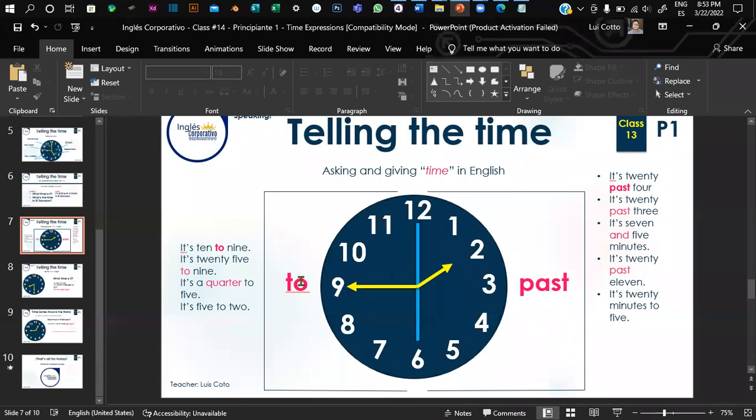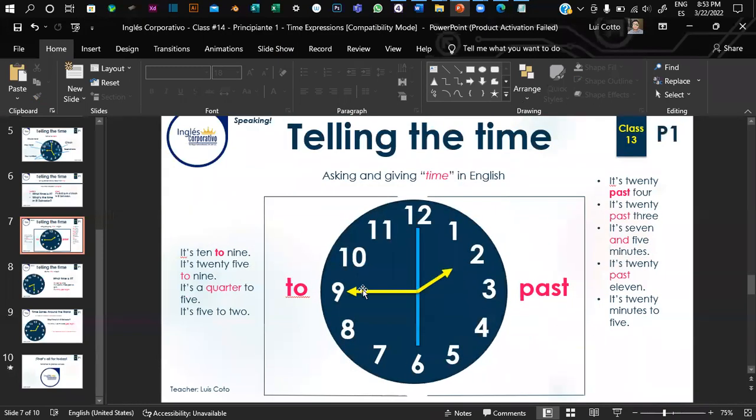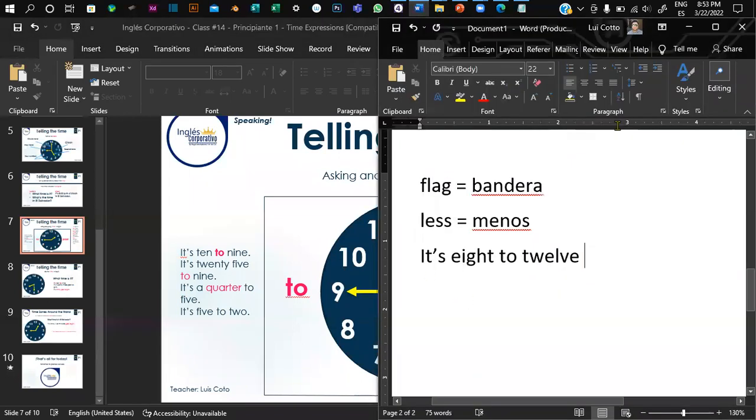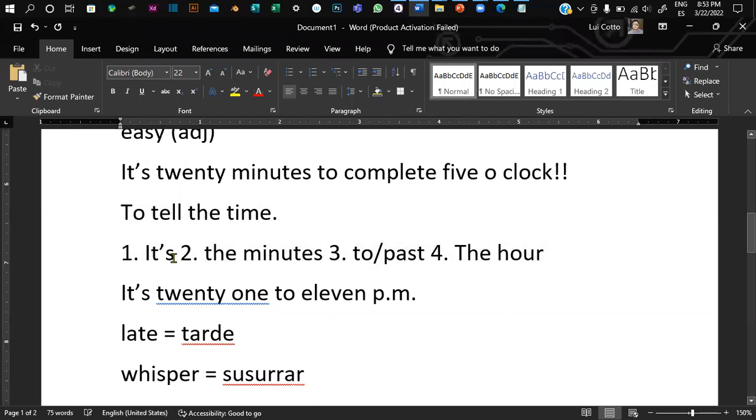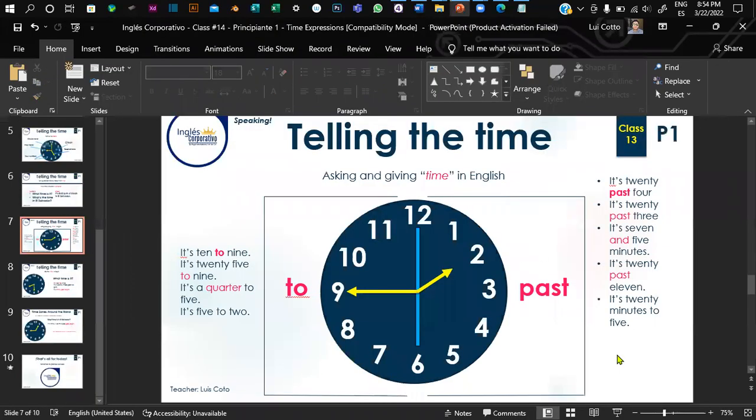Questions about the time. Okay, this is the order. Don't forget the order. No olvide el orden. The order. This one. Number one. Number two? Minutes. Number three? Two or fast. That depends. And four? The hour. Repeat the hour.